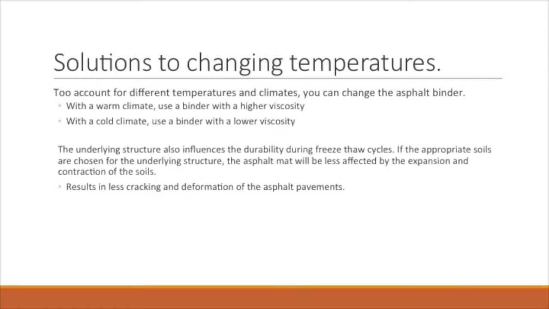Some of the solutions to help counter the effect of temperature changes on asphalt pavement are to use asphalt binders with the proper viscosity to help prevent cracking and bleeding. Also, the underlying structure of the pavement has a large effect on the durability. Using proper subbase material and construction methods is vital for creating a durable asphalt pavement.